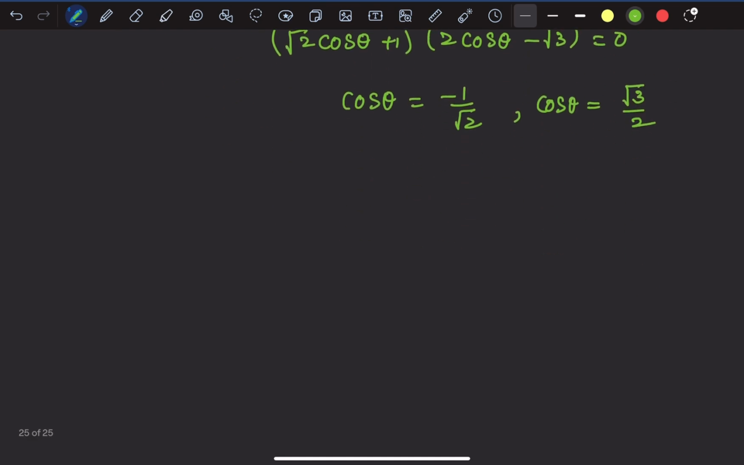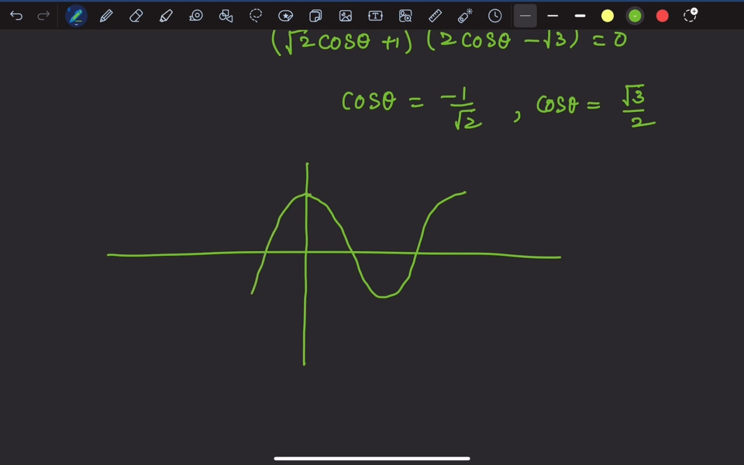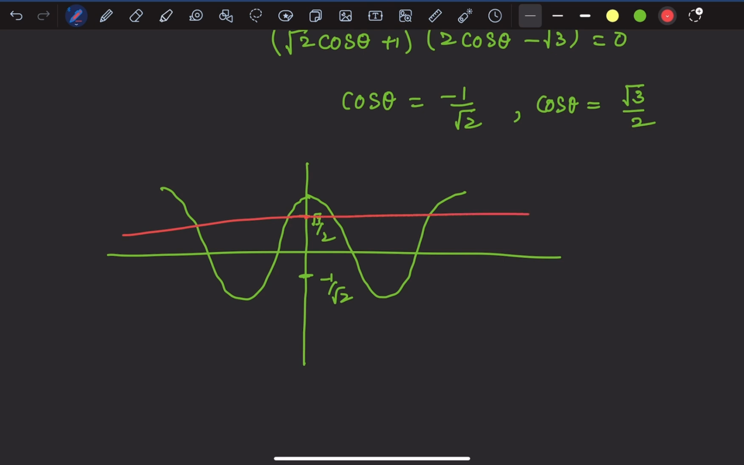So let us draw the graph of cos theta in minus 2 pi comma 2 pi. So this is pi, this is 2 pi, and in the minus 2 pi interval also it will be like this. So here you have minus 1 by root 2 and here you have root 3 by 2. So draw a line parallel to x-axis passing through root 3 by 2 and minus 1 by root 2. So here you have 1, 2, 3, 4, 5, 6, 7, 8 solutions. So the answer will be 8.